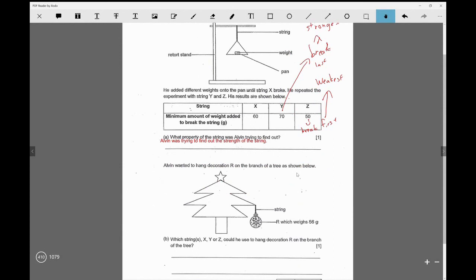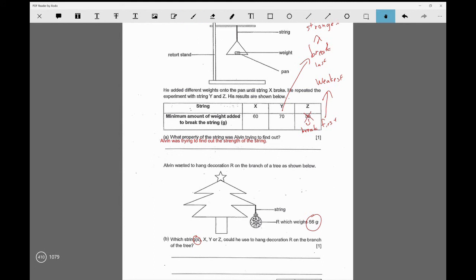Okay, this question is a bit tricky. They put this, right, that means there can be more than one answer, or it can only be one answer also, depends. So the answer can be one of them, or all of them, or two of them. Okay, that's why there's a bracket S there. The key thing is this thing weighs 56 gram. He wants to hang something on it. So as you can see, this one cannot hang more than 50 gram. When you hang 50 gram, it already breaks.